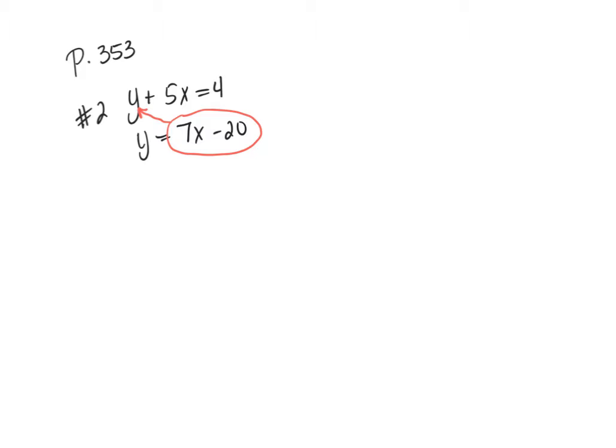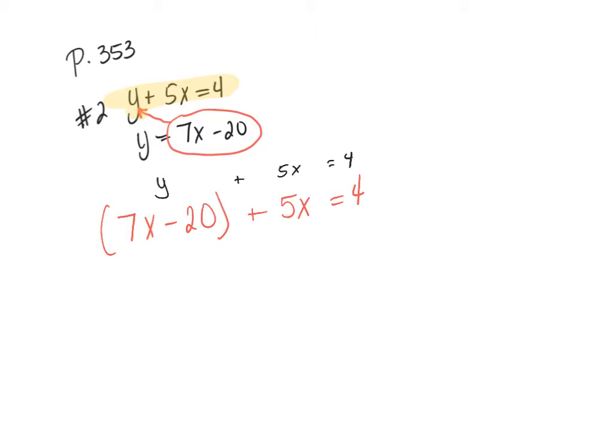So we're going to rewrite this equation and replace the y with what the y equals from the other equation. So we're going to take y plus 5x, and instead of y, we are going to write 7x minus 20. Y plus 5x equals 4. And that's from that equation, y plus 5x equals 4. We just replaced the y, substitution.